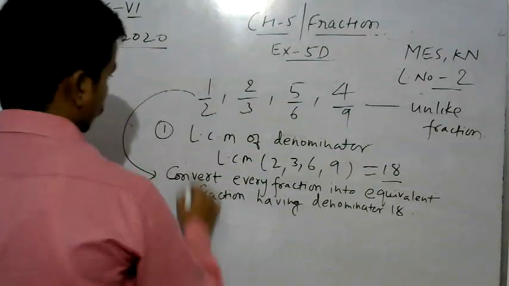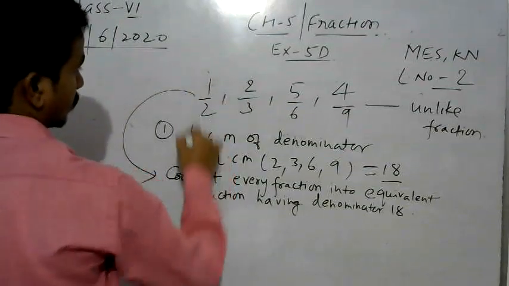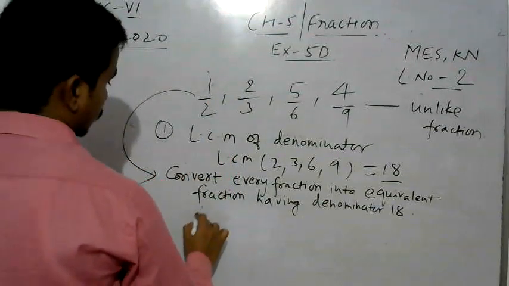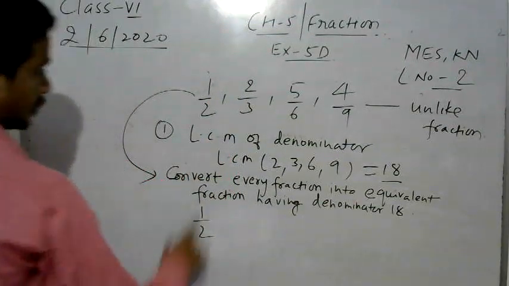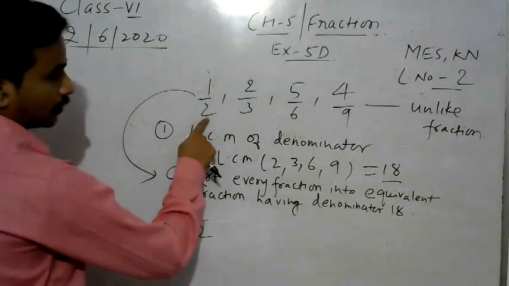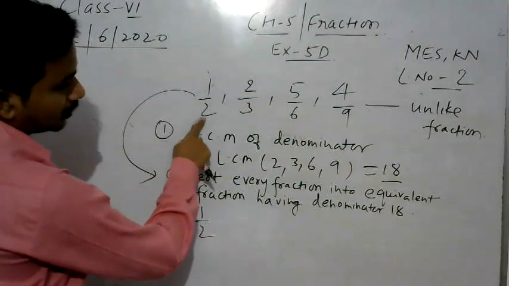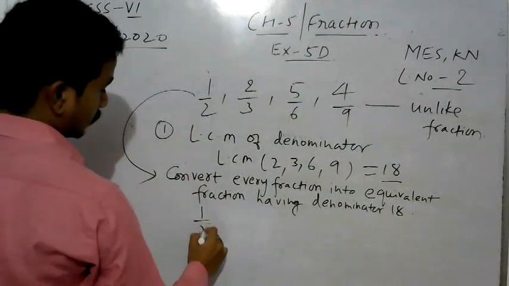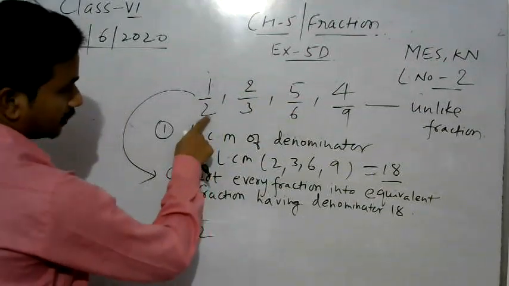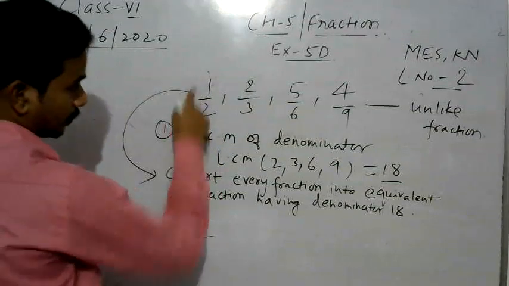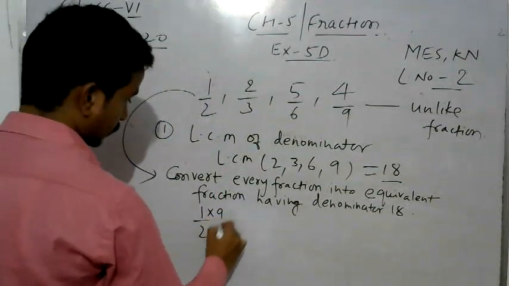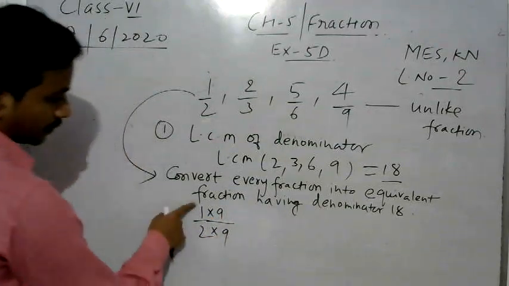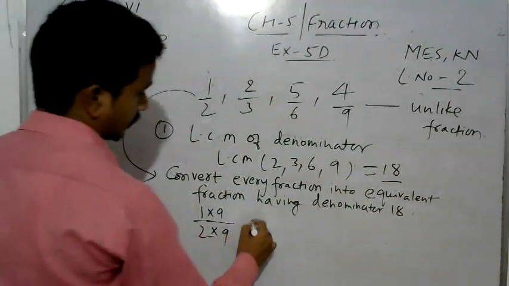So what is the equivalent of 1 by 2 having denominator 18? So we have to multiply half in order to make the denominator 18. To make the denominator 18, we have to multiply 2 by 9. So if we multiply denominator by 9, then we have to also multiply numerator by 9.